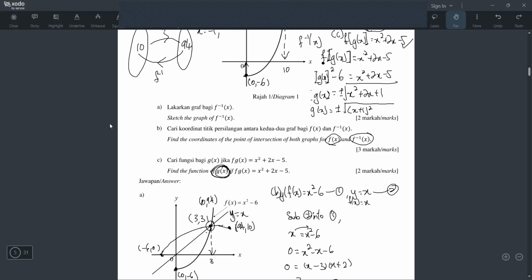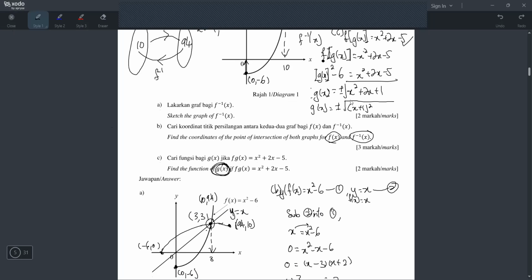So you can press your calculator and then you will get this, right? And then now you can look at the square root and square. What you do with the square root and square, they can cancel each other, right? Because square root and square, you can cut, right? So you're left with plus minus bracket x plus 1, right?